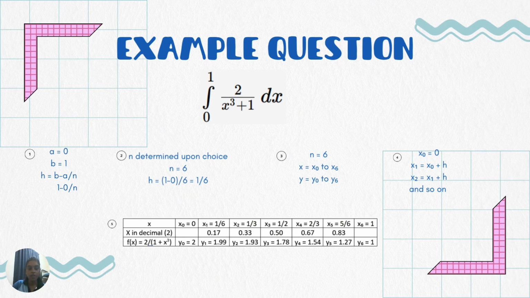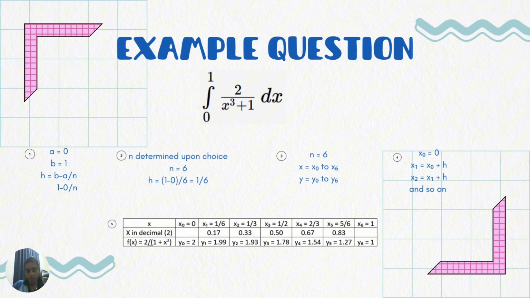To find the value of h, we have to subtract a from b and divide it by n. As we know, b is 1 and a is 0, now we have to find the value of n. In this case, n is determined upon choice. So for this question, we have determined n as 6. So the value of h will be 1 minus 0 divided by 6, which will give us an answer of 1 over 6.